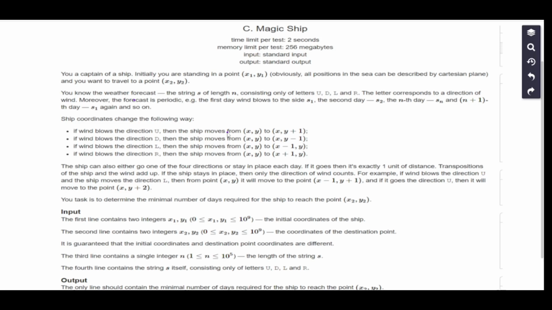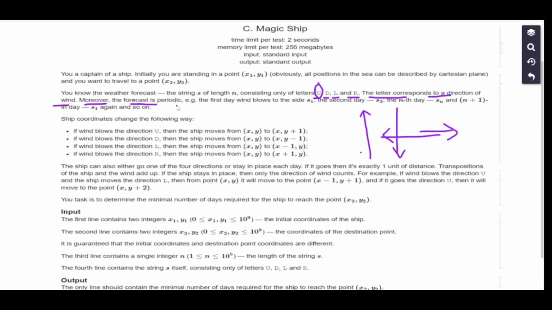Now you know the weather forecast. That means there is a string of length n that represents the weather forecast, which consists of the letters U meaning up, D down, L left, R right. The letter corresponds to the direction of the wind. So U means the wind goes up, D means the wind goes down, L means the wind goes left, while R means the wind goes right.